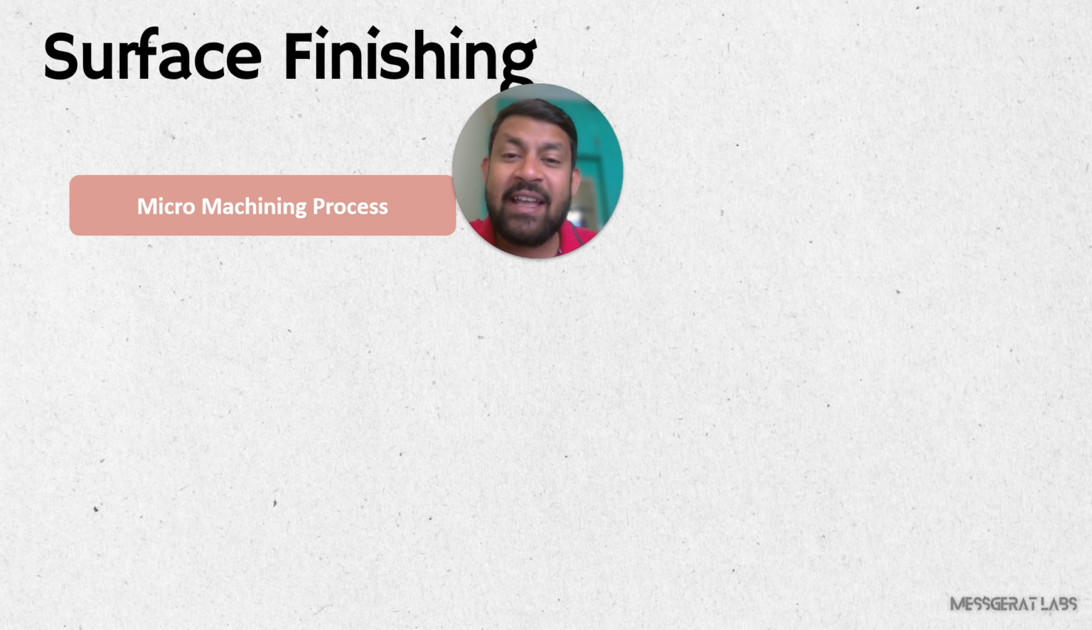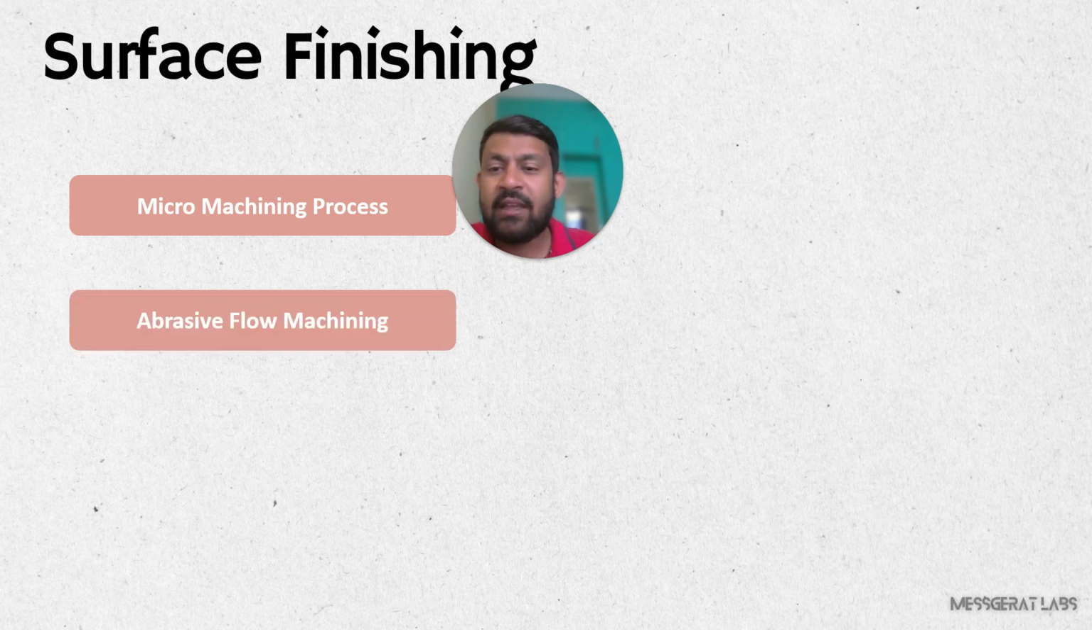One more such process is the micro machining process, which came into the industry only after 3D printing, or because of 3D printing, I would say. Now, the micro machining process uses chemically catalyzed micro abrasive materials to remove material from the surface and to provide a shiny finish. Then we have abrasive flow machining. Abrasive flow machining is a way of improving the surface finish of internal channels and cavities by passing a highly viscous slurry-based abrasive media.